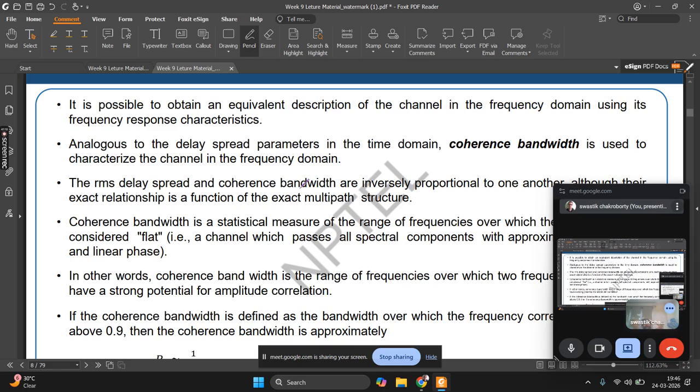Now, to quantify the same delay spread in the frequency domain, we will Fourier transform the delay spread to get the coherence bandwidth.